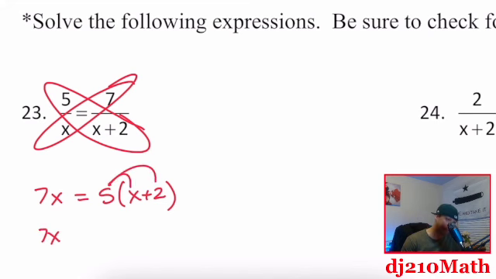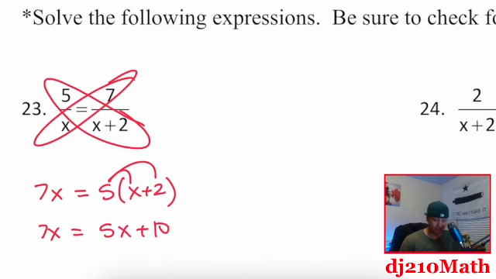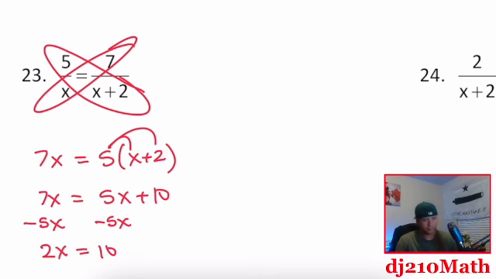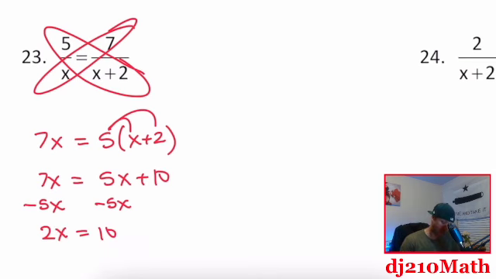So 7x is equal to 5x plus 10. Minus 5x, we get 2x is equal to 10. Divide both sides by 2. X is equal to 5. So x is equal to 5.